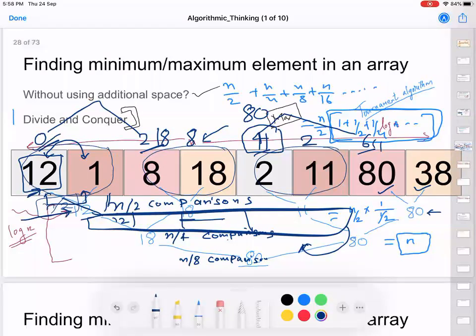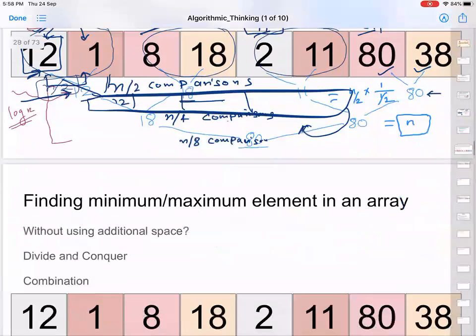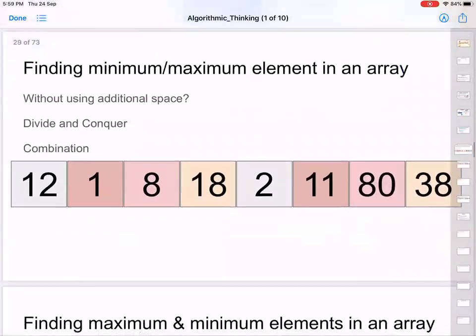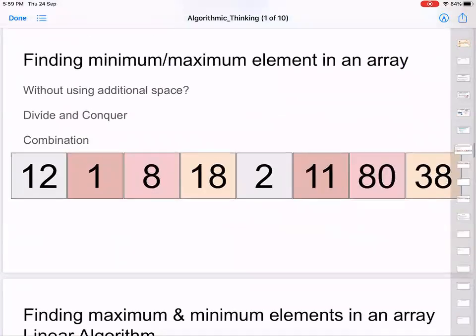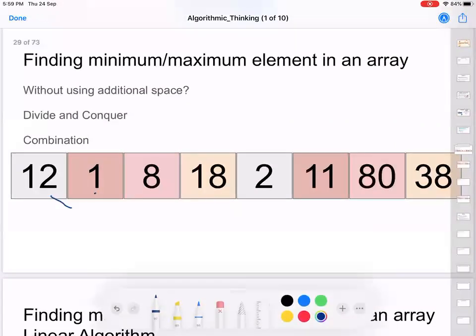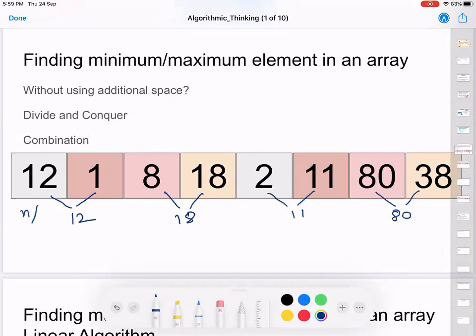We can even use a combination of these 2 approaches. I'll just quickly go over it. If you have looked at it carefully, what happened when I was using this tournament method, in the first iteration, we got these maximum elements from over here, right? These were the maximum elements. It took n by 2 comparisons here. And we have seen that the overall number of comparisons was n.